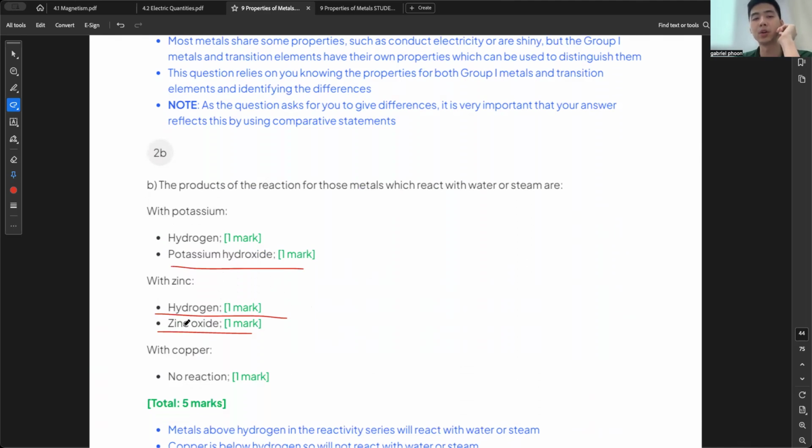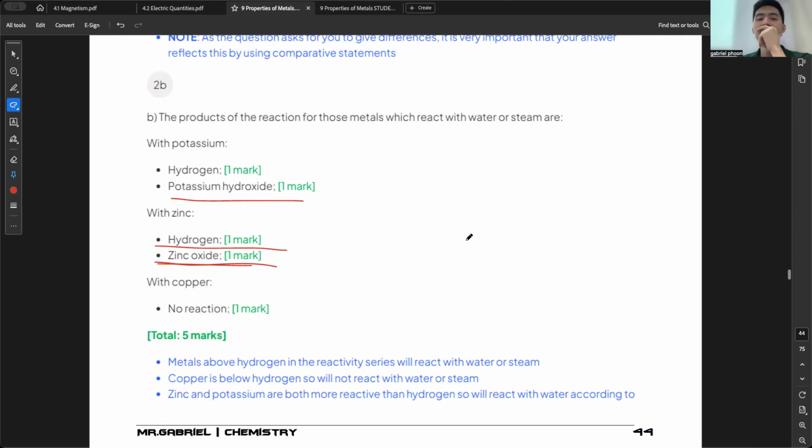Why this one hydroxide? Why this one only oxide? How come? One is water, one is oxygen. But steam is a form of water also, right?